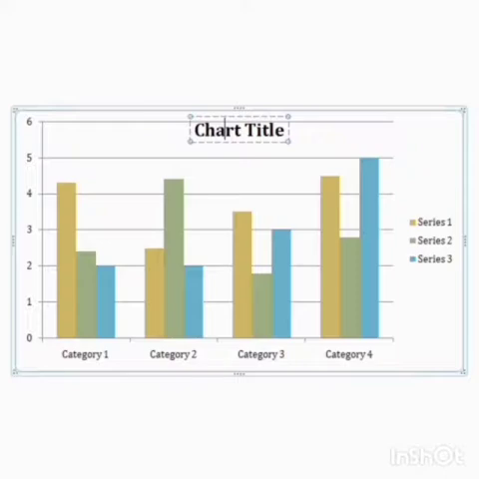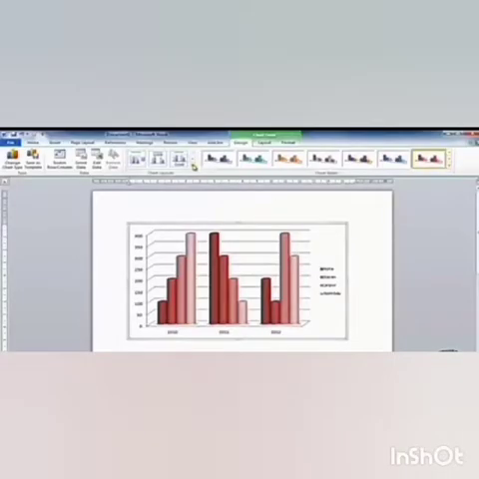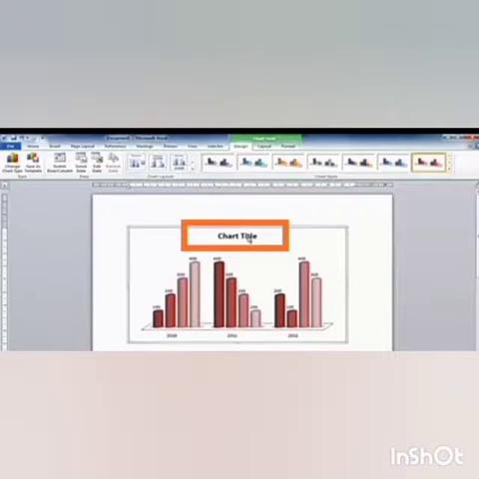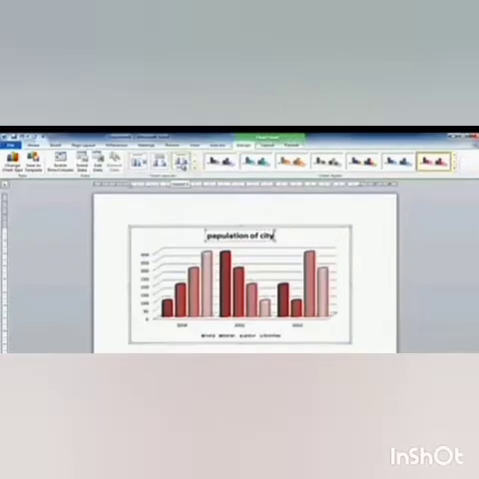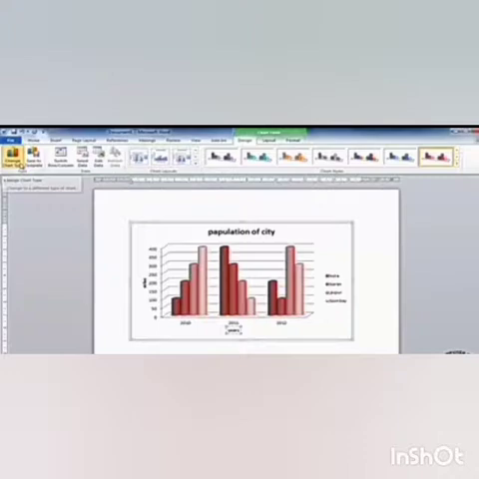Now, let's learn how to add a title to a chart. For that, open a chart and click on the Chart Title option. Then, click on the Labels group in the Layout tab. Now, a text box will appear. In that text box, we can enter the title of the chart that we want.